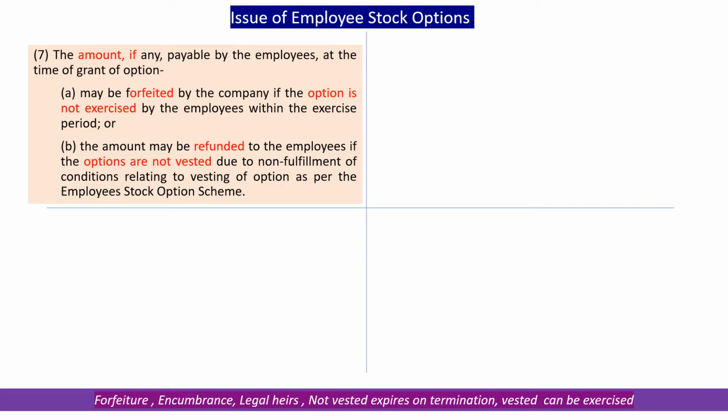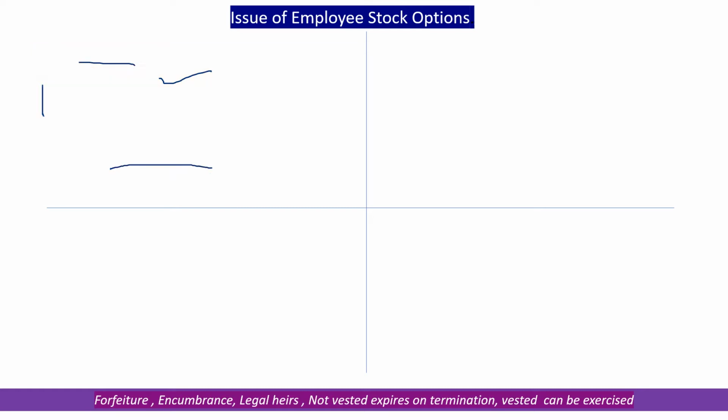And the amount, if any, payable by the employee, if he has paid something and if he has delayed exercising beyond a specific period, the company can refund the amount if he crosses a specific period, or it can forfeit the amount depending on the situation. This is a penalty for not exercising the option within a specific period, which was one of the terms of sanction.